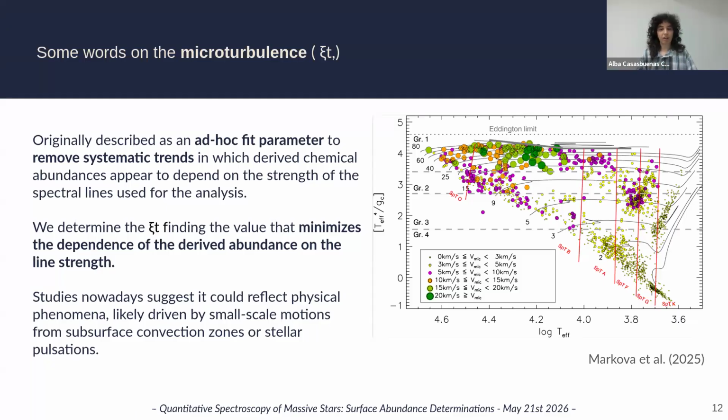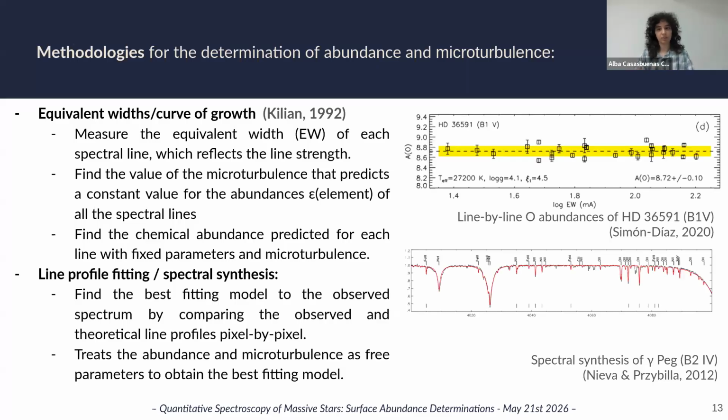However, for the purposes of this lecture, we're only going to treat the microturbulence as this fitting parameter that will remove systematic trends of the chemical abundance for an element. So now that we know what the microturbulence is, we can go on to discuss the methodologies to determine these two parameters, the chemical abundances and the microturbulence. So here I'm just briefly presenting both methods.